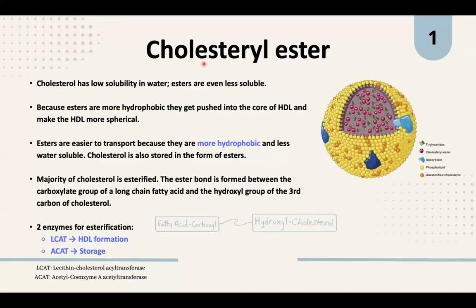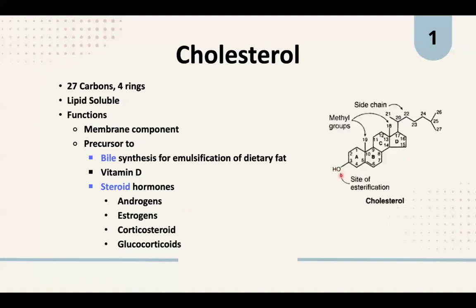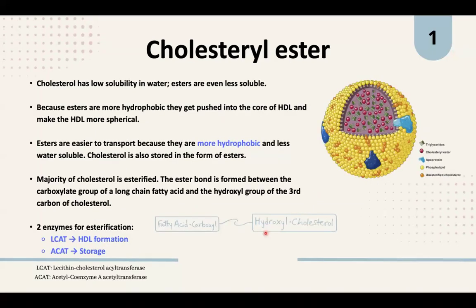Now, what is cholesterol ester? So when we say ester, we basically mean that we're adding a fatty acid onto it, okay? So, for example, fatty acid has a carboxyl group and cholesterol has a hydroxyl group, which we said is over here, okay? Now, if we form an ester bond between the carboxyl of the fatty acid and the hydroxyl group of the cholesterol, we will form a cholesterol ester. So now we have esterified cholesterol.